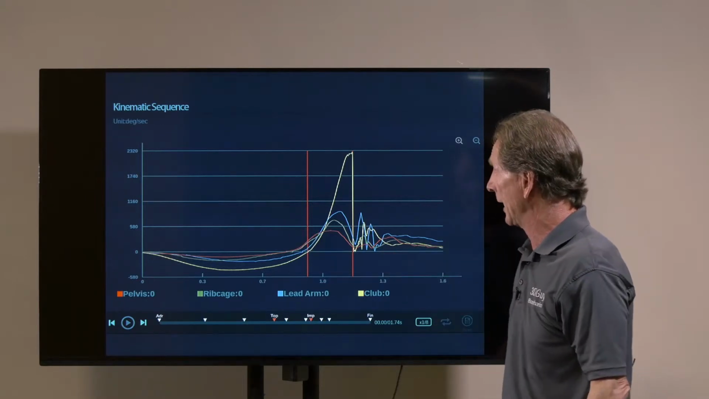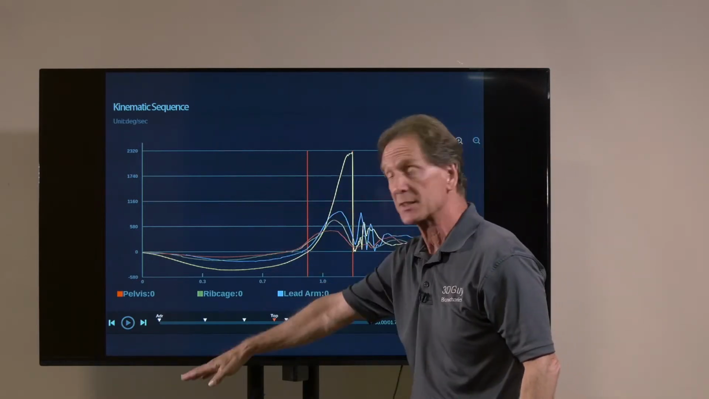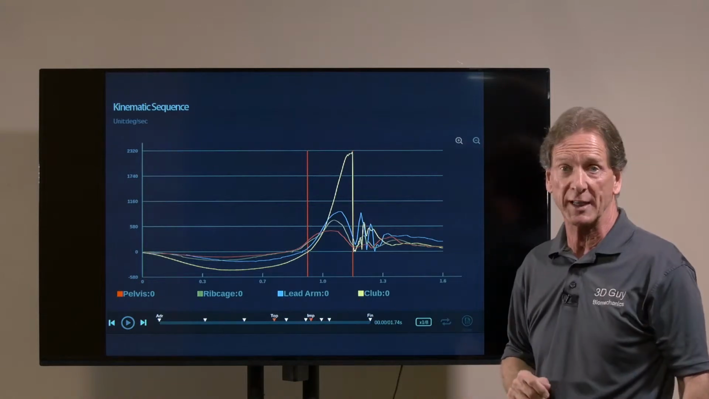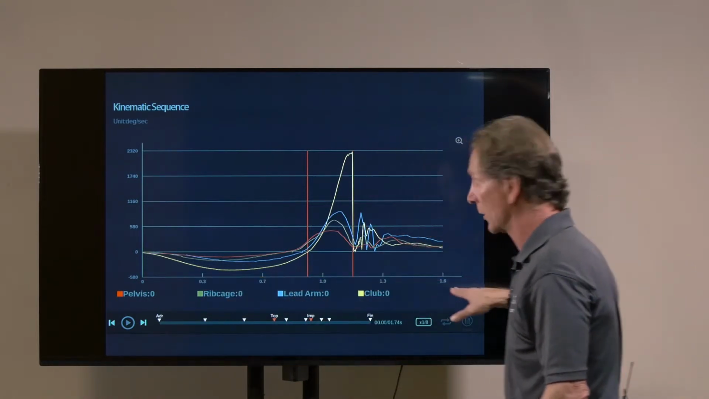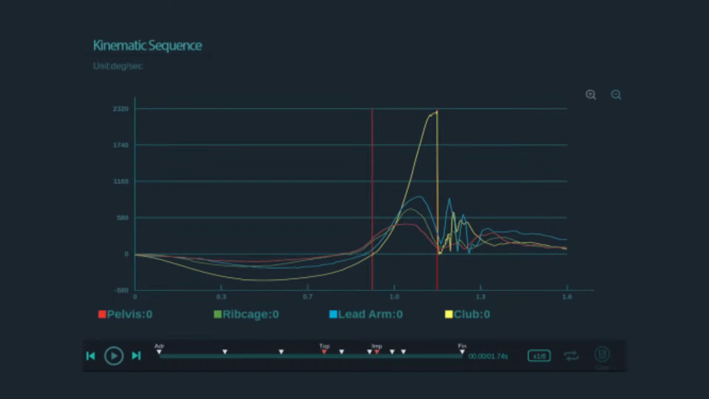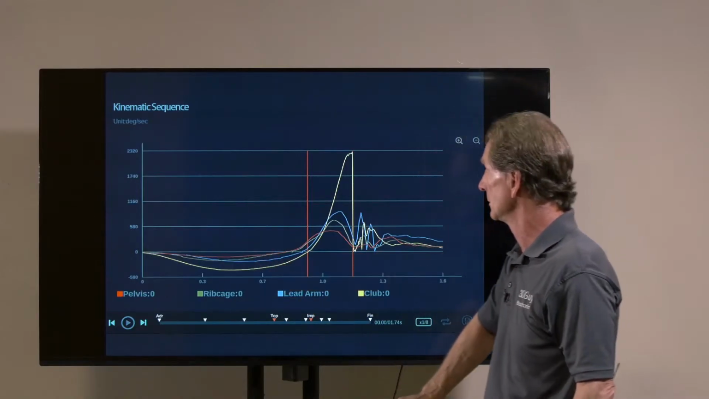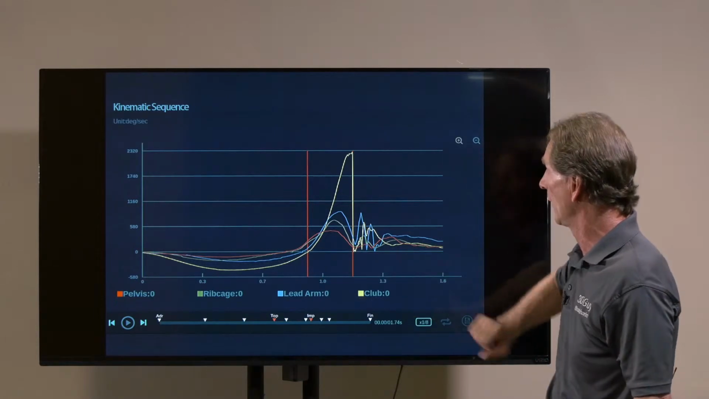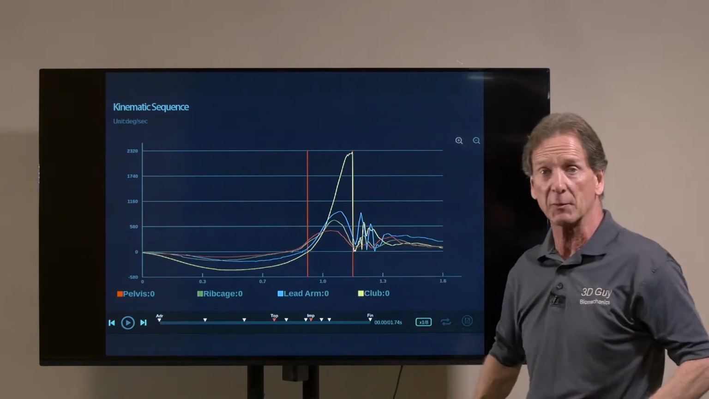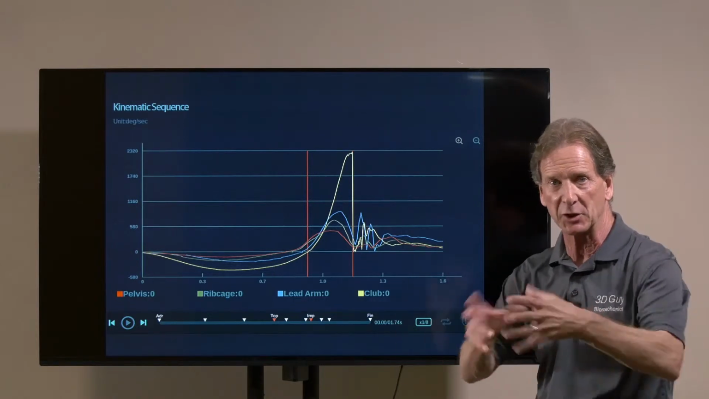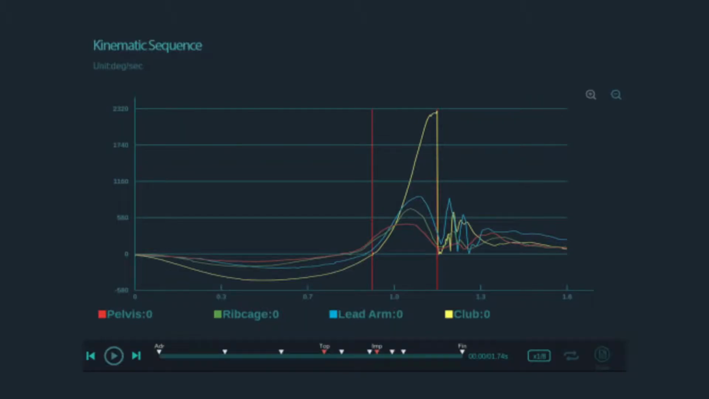And if you look at this graph, you can see that on the vertical axis, we have what we call rotation velocity, or angular velocity. And along the bottom of the graph, we actually have time. So we have backswing, we have downswing, and we have follow-through. The four different curves that you see there are the different parts of the body, how fast they're turning or swinging. So let's look at each one.